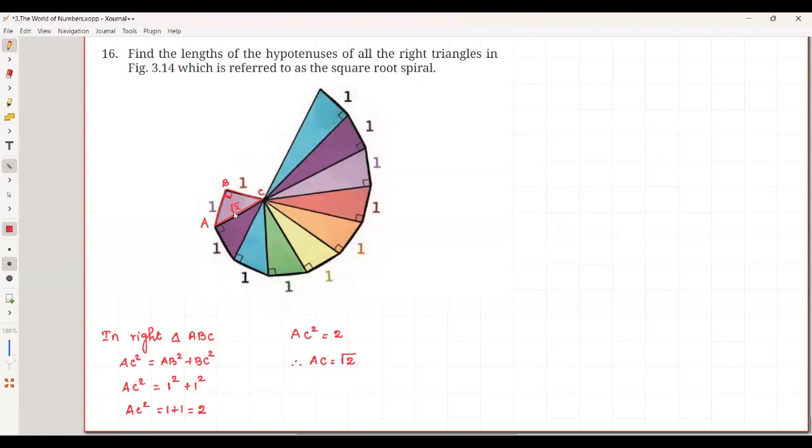Now we have two sides. By using the Pythagoras theorem, we can find that this is root 3. Now this is root 4. Now this is root 5. Now this is root 7, root 8, root 9, root 10, root 11. So we just completed. Now this is nothing but the square root spiral.